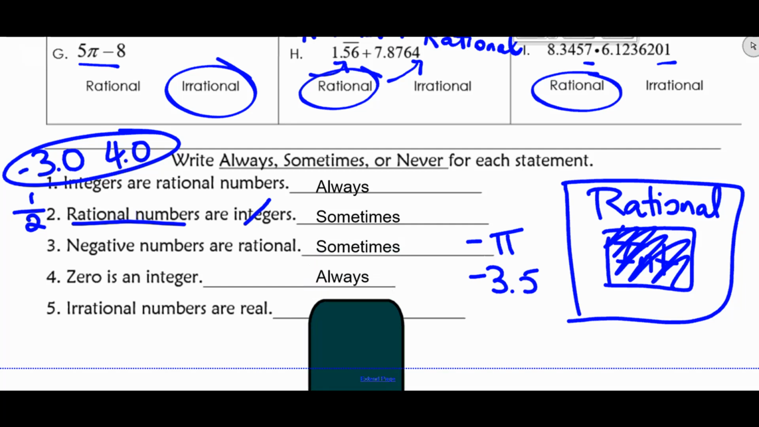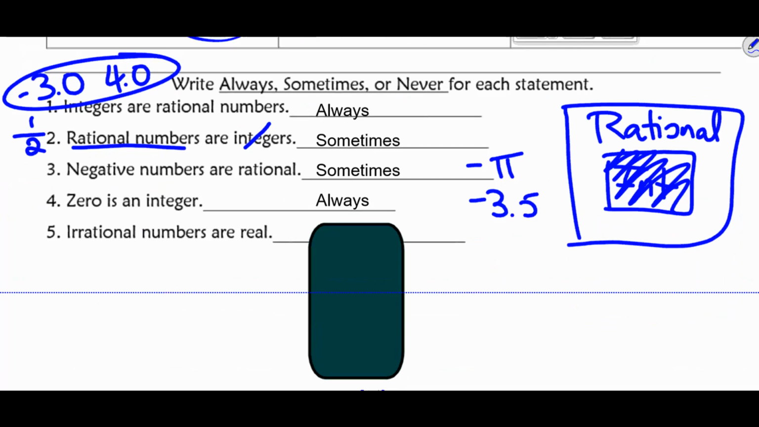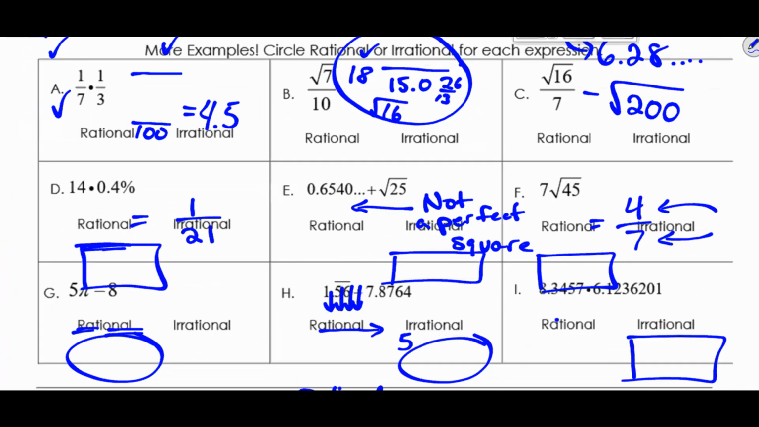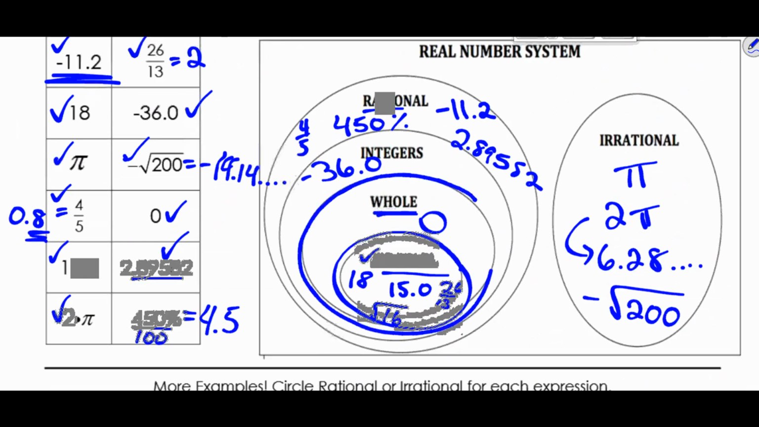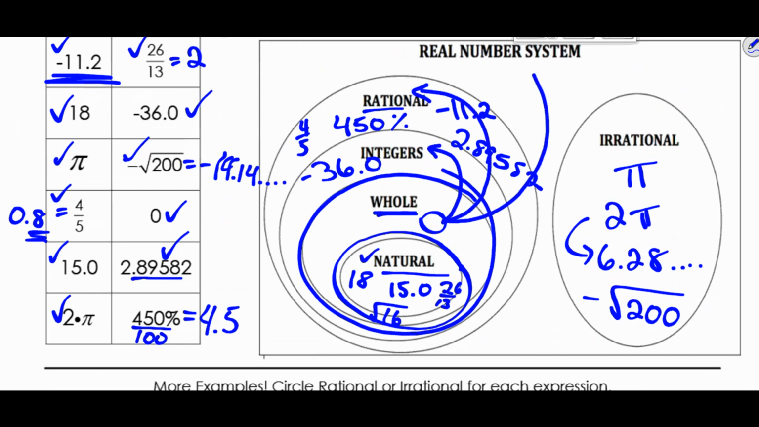0 is always going to be an integer. Actually, I'm going to go back up to this chart. 0 is in this circle, which is completely contained in the integer circle. Everything in a smaller circle is contained in the bigger one. So 0 is an integer, it's rational, and it's real. It is not natural. It's in the bigger circles, it's not in the smaller one of natural. That's why it is always, whole numbers are always integers.